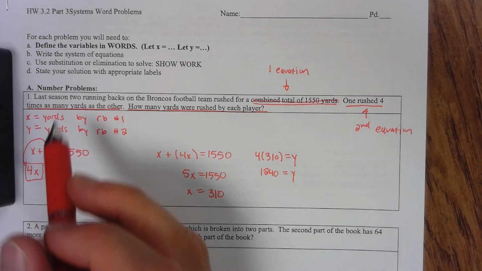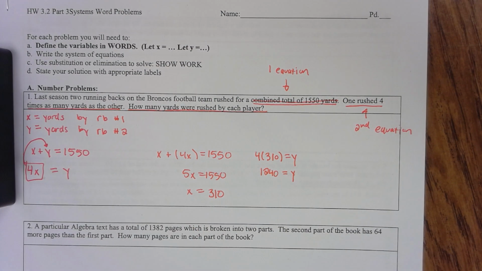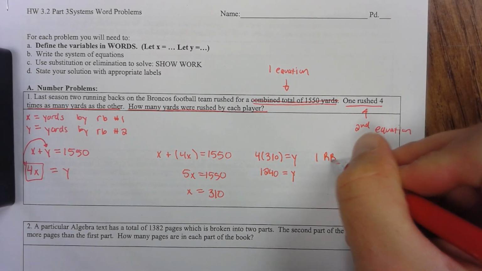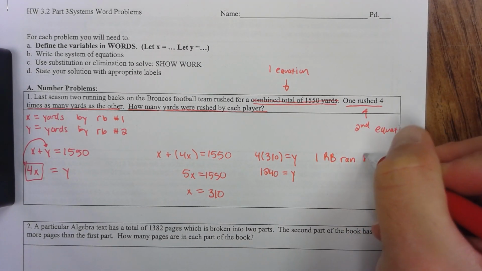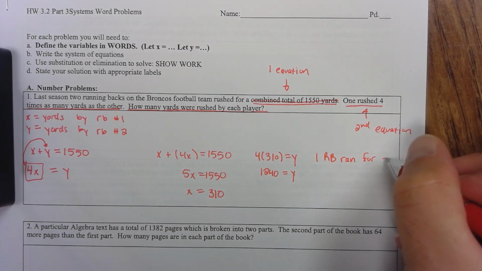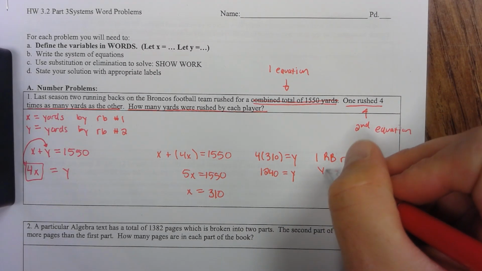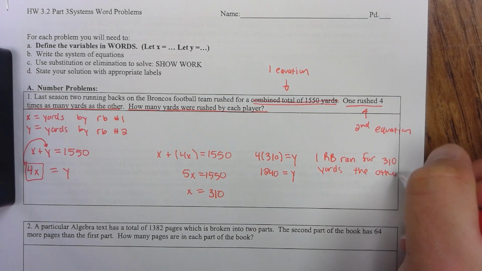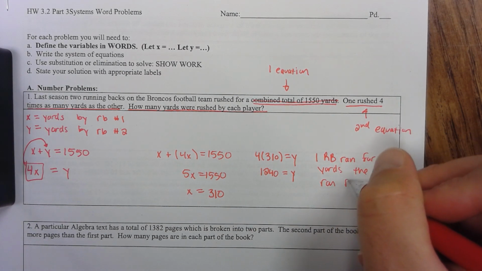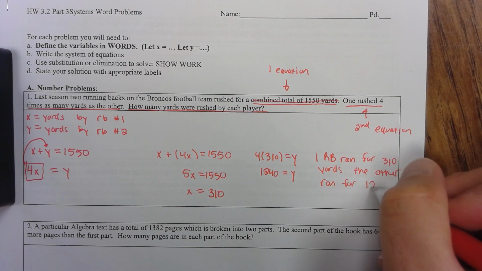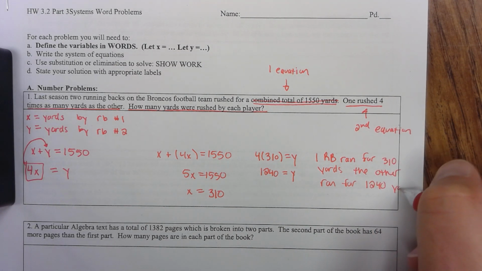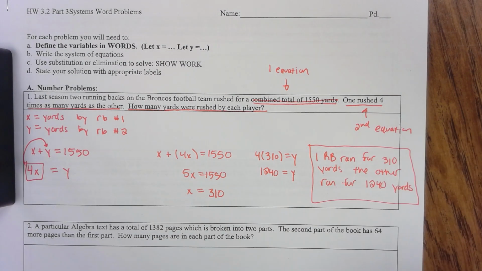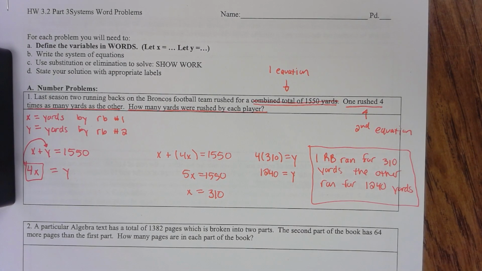So answering the problem, that's the last part. Just state your solution with appropriate labels. We would say that one running back ran for 310 yards. The other ran for 1,240 yards. Okay, so just a quick sentence describing what our solution represents.